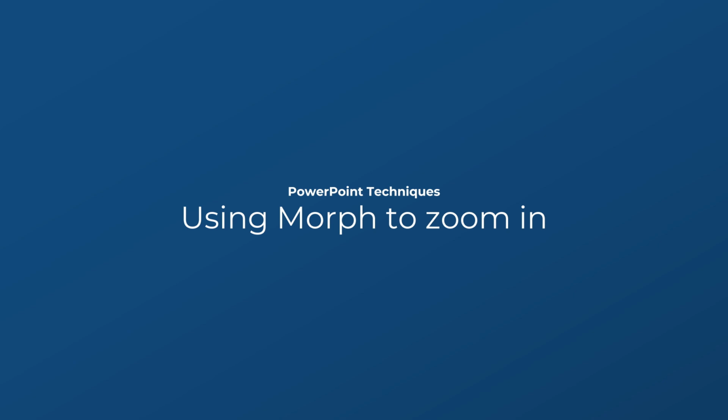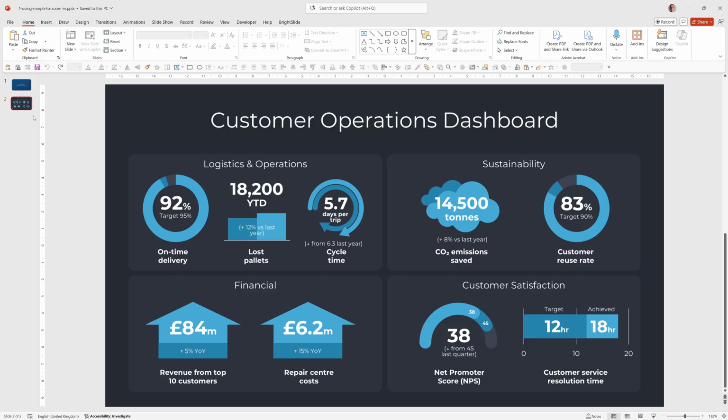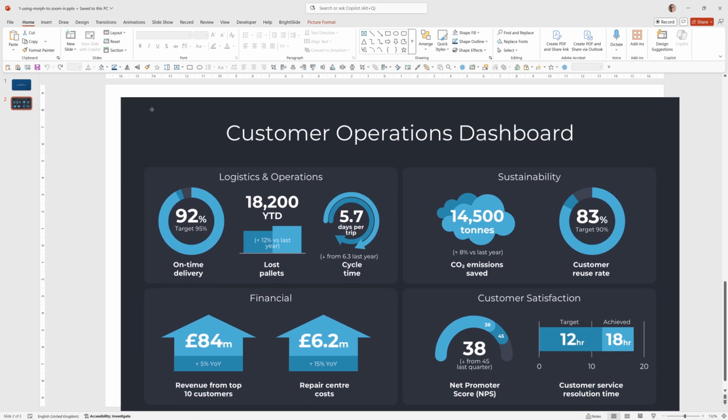You can use the Morph transition to zoom into various parts of an image or slide, and you can move around them and then zoom out again. To do this, you'll start with your slide. In this example, I'm going to use this, which is actually an image.